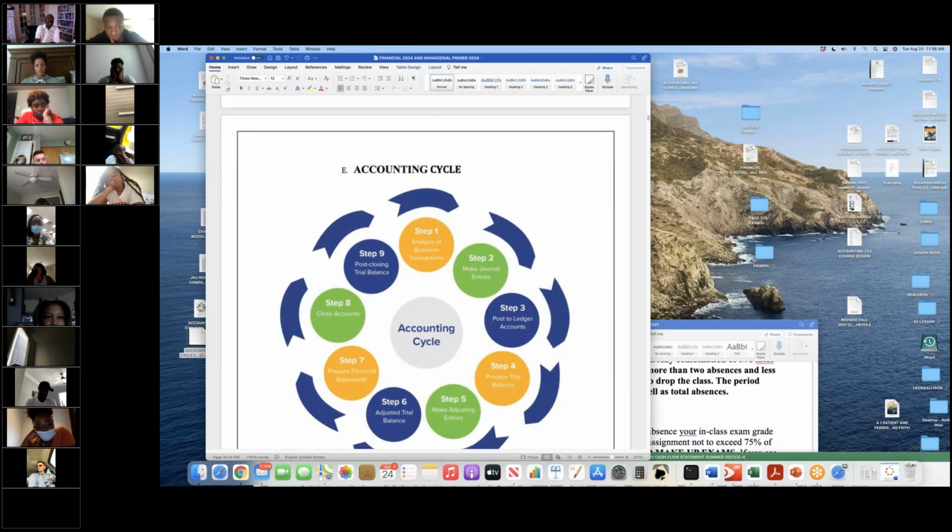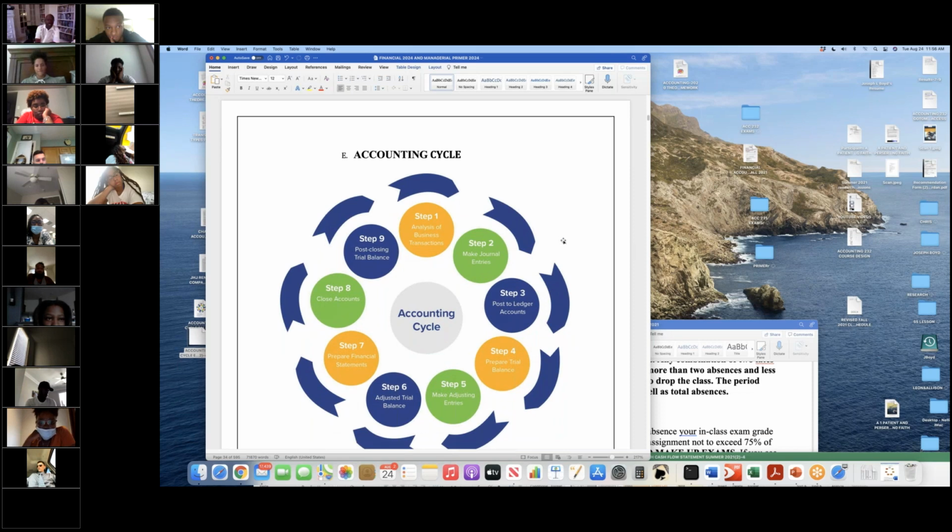Let's move to the accounting cycle. So to get to where we want to be, preparing these financial statements, step 7. For the first 2 weeks, we're just going to do steps 1 and 2. We're going to analyze transactions and make journal entries. That's all we're going to do for 2 weeks.